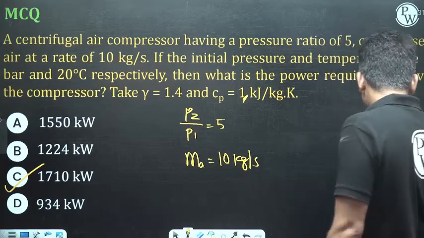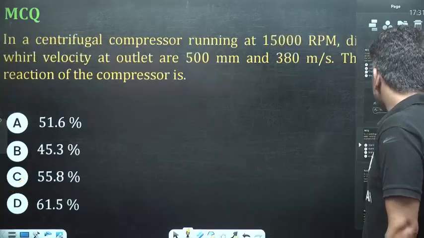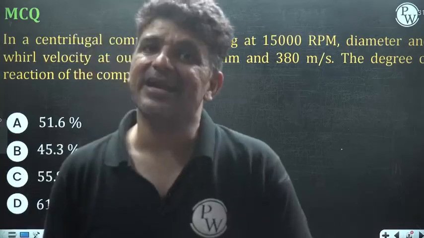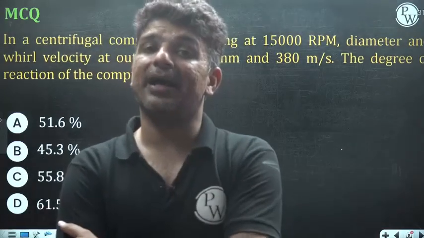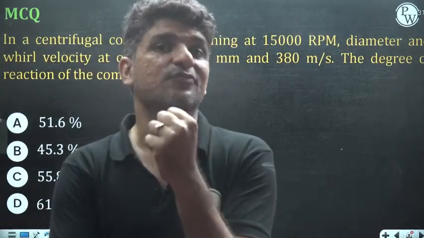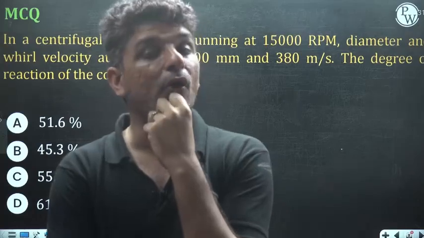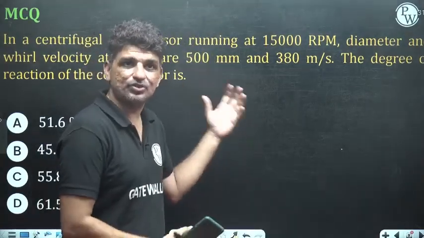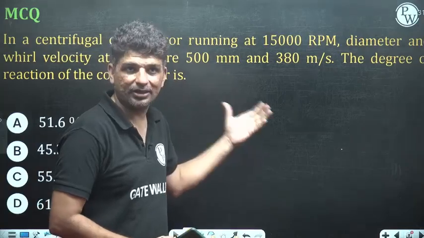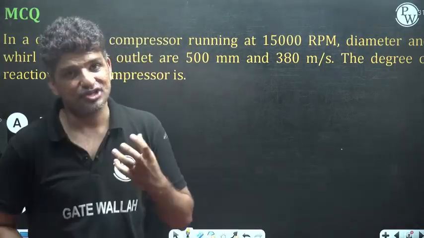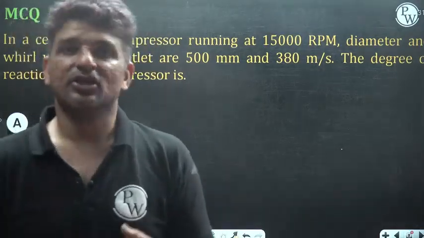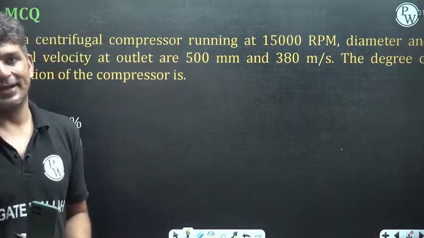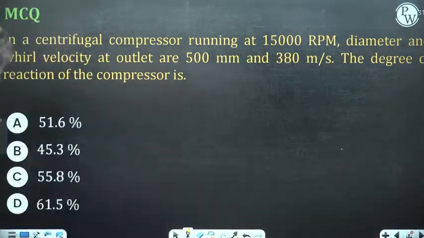Understood? So guys, this was again a very easy question. I have already told you that it is not necessary that you always use the Euler's equation of turbo machinery for calculating the power or work done. You can also calculate it by simply using the Brayton cycle or the isentropic compression that we have already seen. Using steady flow energy equation also you can calculate what is the work required. Understood? Very good.